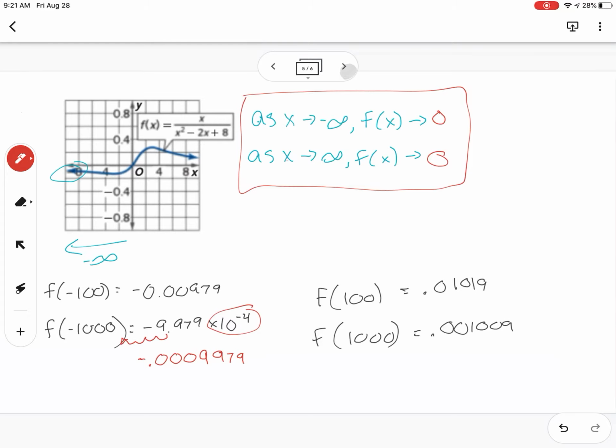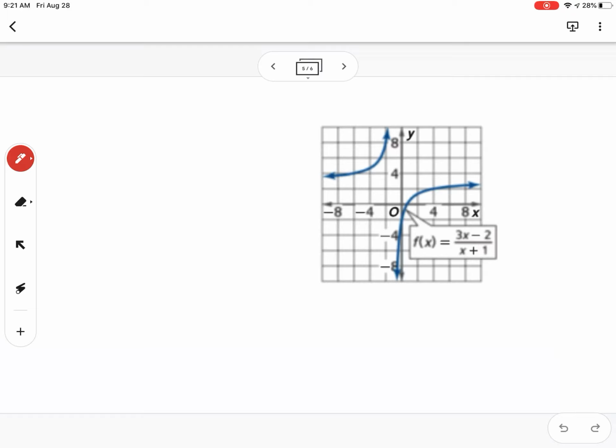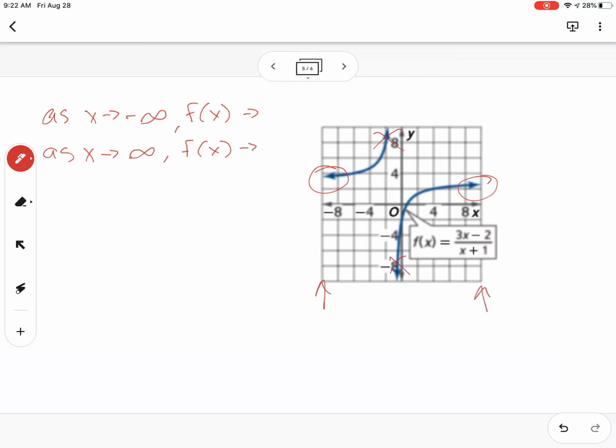Alright, I'm going to show you another example where the function is approaching a number. So for this one, as x approaches negative infinity, the function approaches something, and as x approaches infinity, the function approaches something. If we look on the negative infinity side, we have an arrow, and on the positive infinity side, we have another arrow, both going sideways. Nothing's going to infinity. We can't use these ones because they're not on the ends. We need the very left side and the very right side.